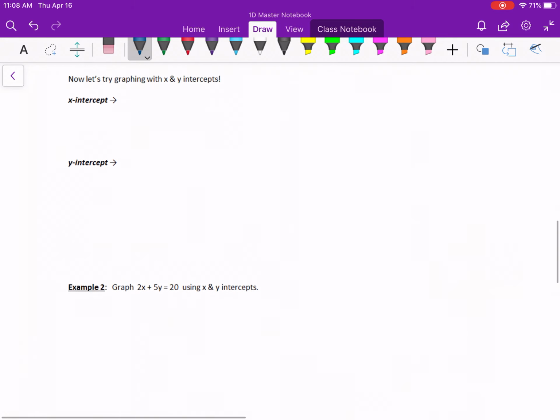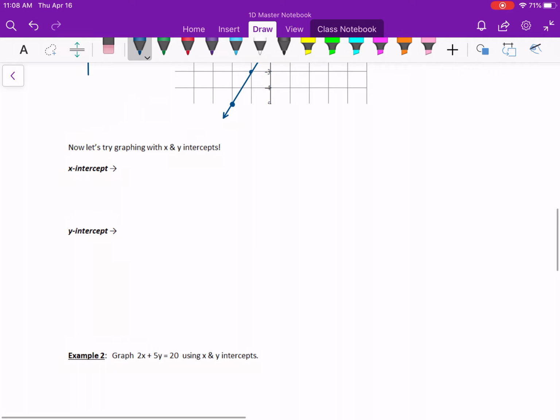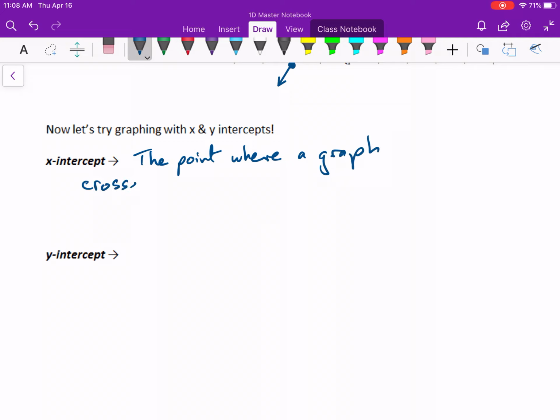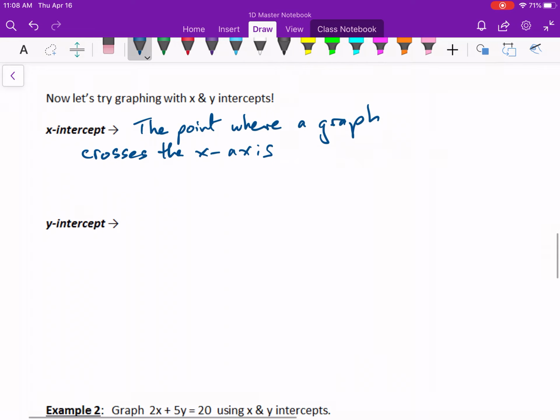But we can do it with x and y intercepts. So an x-intercept is defined as the point where a graph crosses the x-axis. To cross the x-axis basically means to intercept it. That's where the name comes from. And the y-intercept is the exact same thing, except it's where it crosses the y-axis.